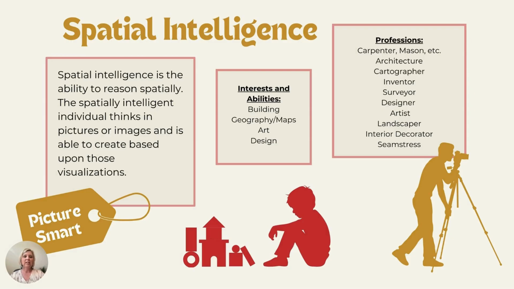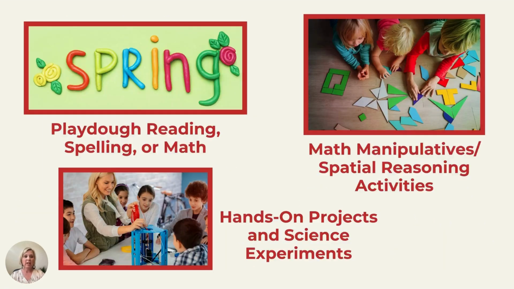The first is spatial intelligence. Spatial intelligence is the ability to reason spatially. The spatially intelligent individual thinks in pictures or images and is able to create based on visualizations. Quite often, those with strong spatial intelligence skills have interests and abilities in building, geography, maps, art, and design. And we see that in professions such as carpentry, masons, architects, inventors, cartographers, surveyors, designers, artists, seamstresses, and so on. So, how can you build spatial intelligence and incorporate it in your teaching and learning experiences?